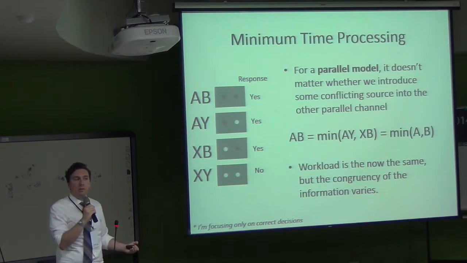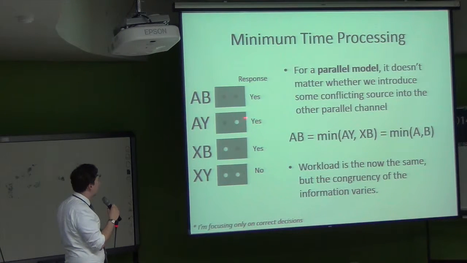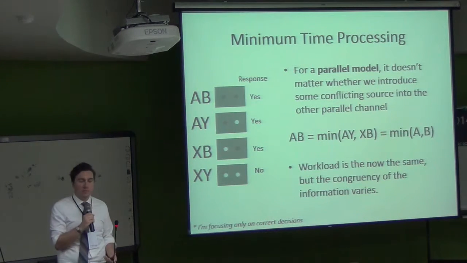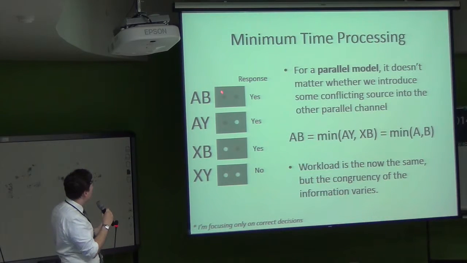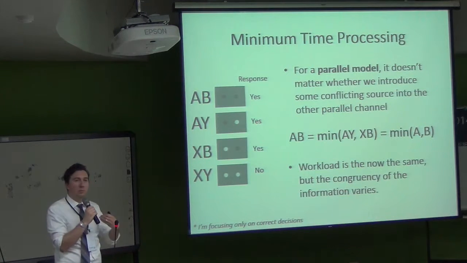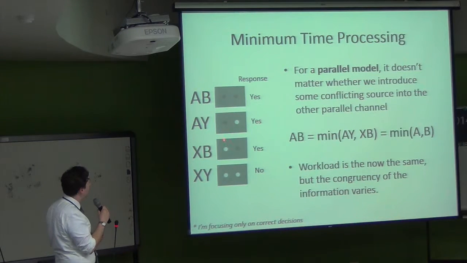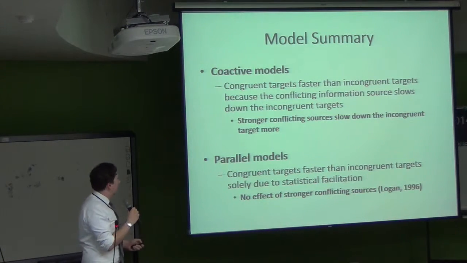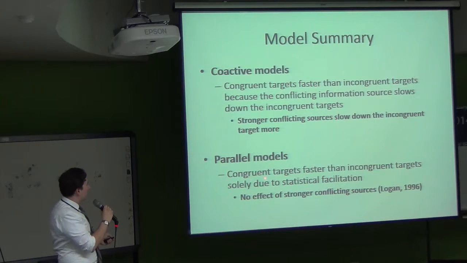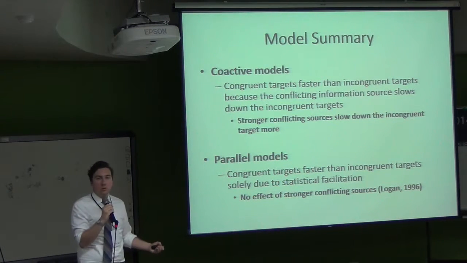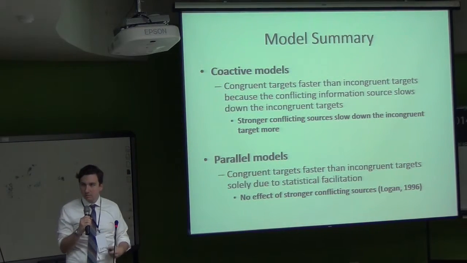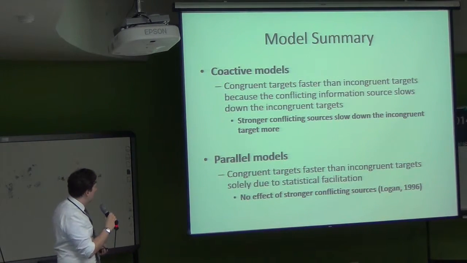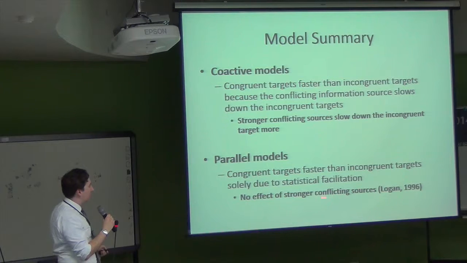So we're no longer dealing with workload because the workload in each of these cases is the same, but the congruency of the information sources varies. So here we've got a congruent redundant target where both of the sources of information are pointing you in the same direction, and here we've got cases where they're pointing in opposite directions. So for a parallel model, congruent targets should be faster than incongruent targets. This would occur solely due to statistical facilitation, so the minimum time property. But there's no effect of conflicting information sources.